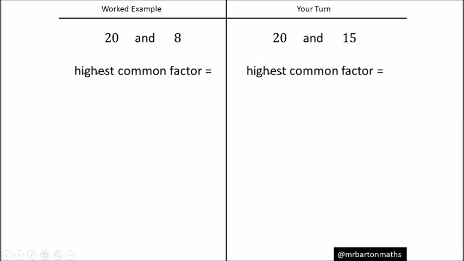Okay, so new skill. We're going to work out how to find the highest common factor of a pair of numbers. So I'm going to try an example, and then you're going to try your own. So, highest common factor of 8 and 20.